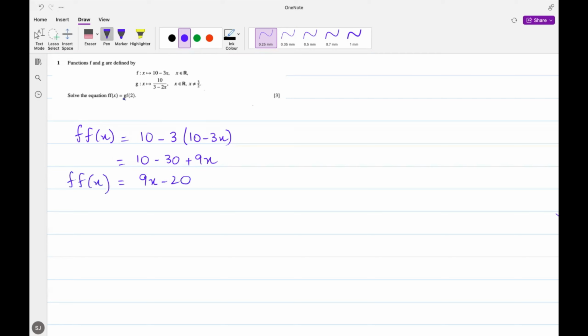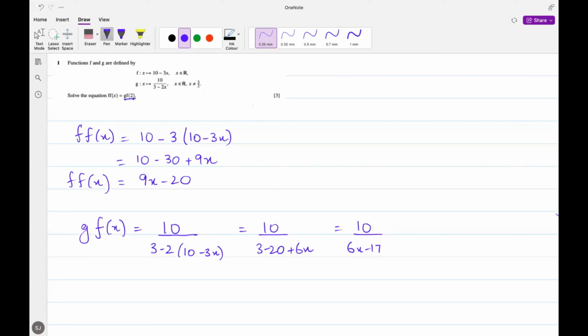And to find g f of 2, in the first step, we'll find g f of x. Then in the function g, which is 10 upon 3 minus 2x, in place of x, we'll substitute the function f, which is 10 minus 3x. Simplifying this, we'll get 10 upon 3 minus 20 plus 6x. Simplifying this, we'll get 10 upon 6x minus 17.